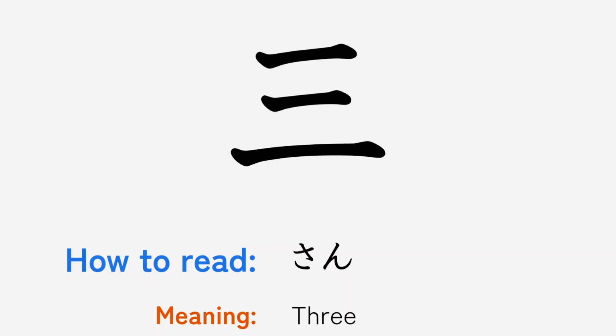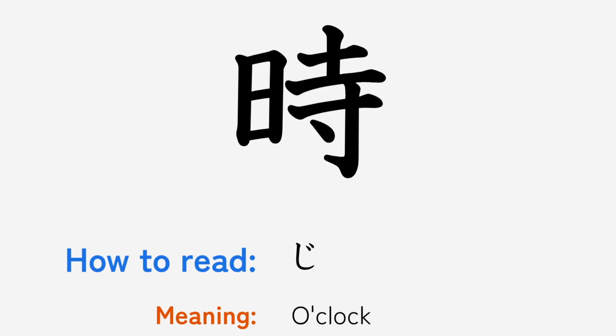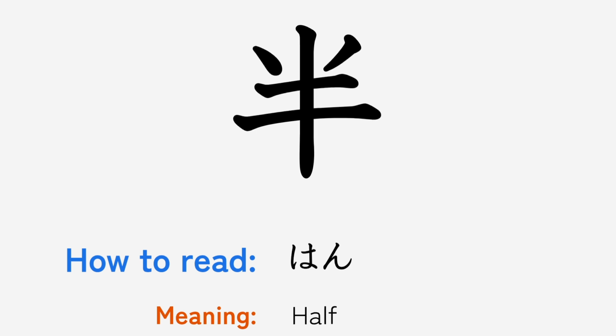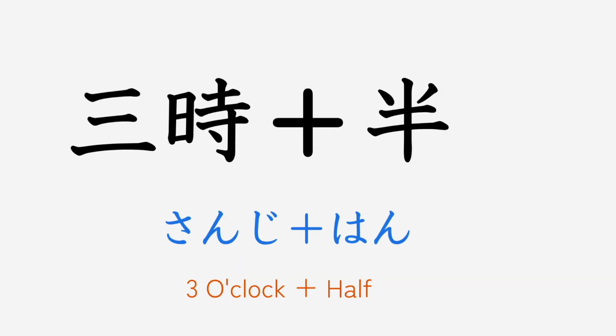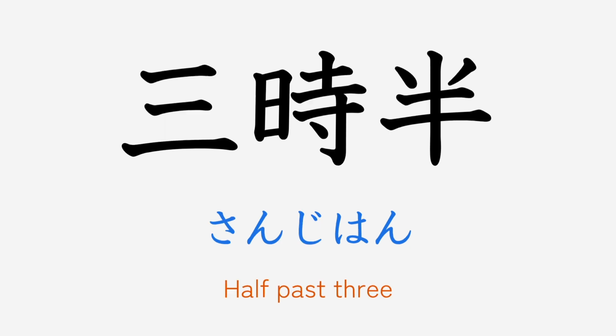San is 3. Ji means time, and here it's o'clock. Han is half. 3 o'clock and a half is sanjihan, meaning 3:30.